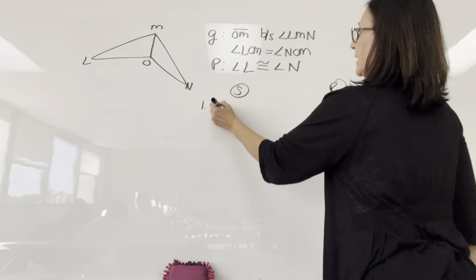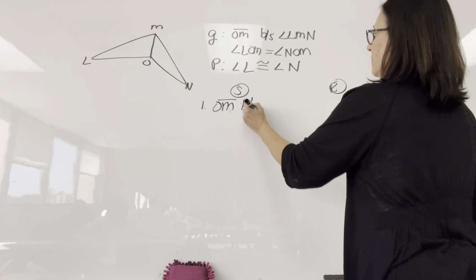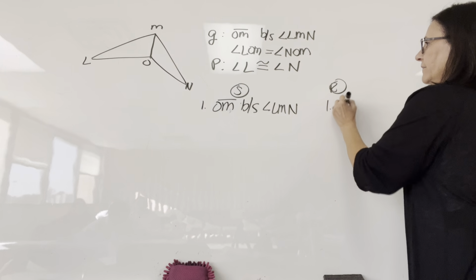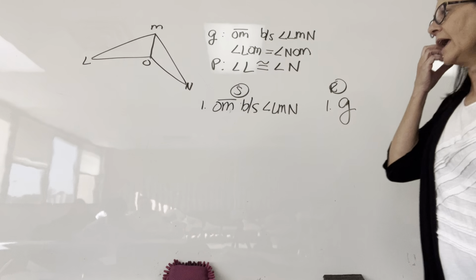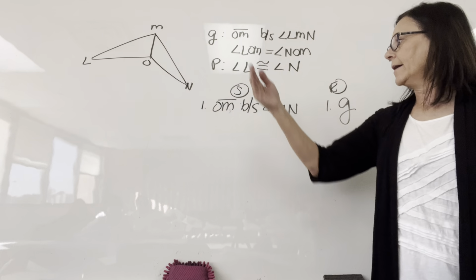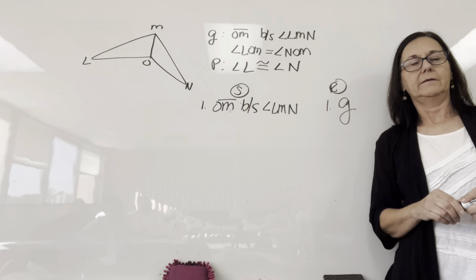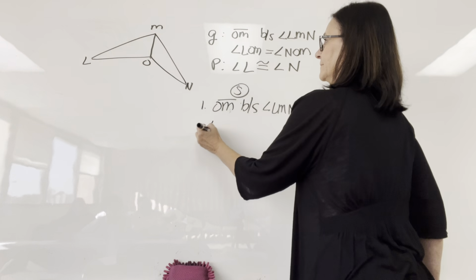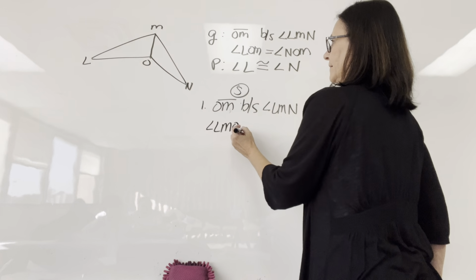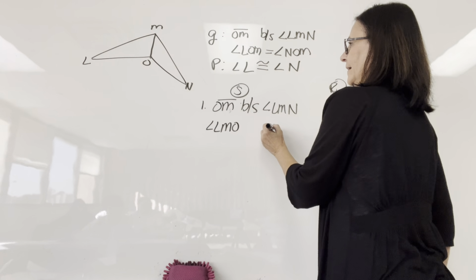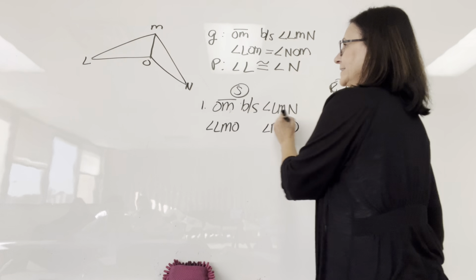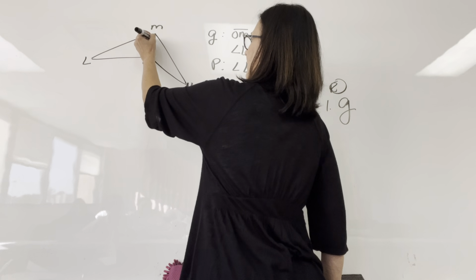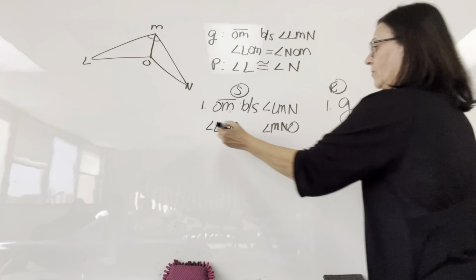All right, so I'm going to write the first given. OM bisects angle LMN, and it is given. All right, is there anything I can know from OM bisecting angle LMN? Angle LMO and NMO are congruent. Yes. So if this bisects this angle, then those two angles are equal.